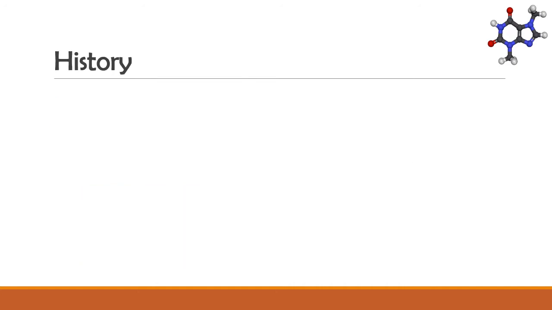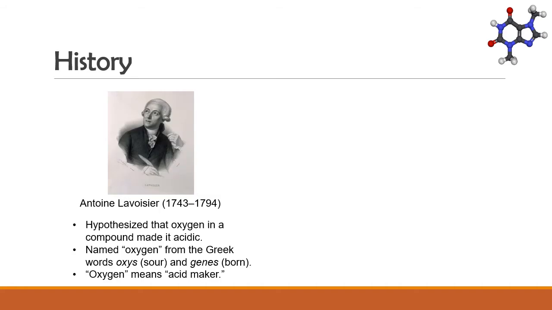Many scientists have attempted to describe acids and bases throughout history. Antoine Lavoisier was the first scientist to give a formal definition of an acid. According to him, a compound that contains oxygen makes a solution acidic. In fact, he named oxygen from the Greek words oxys, which means sour, and gens, which means born. Oxygen literally means acid maker.